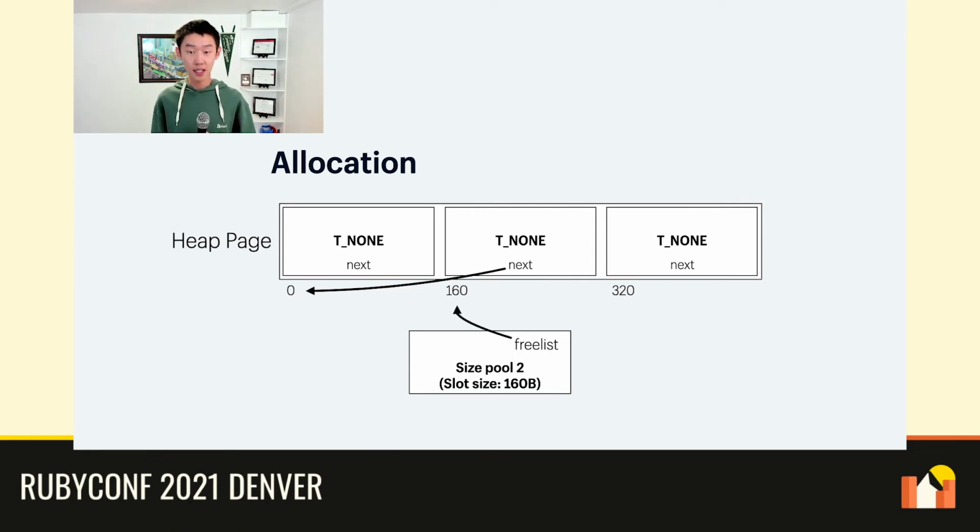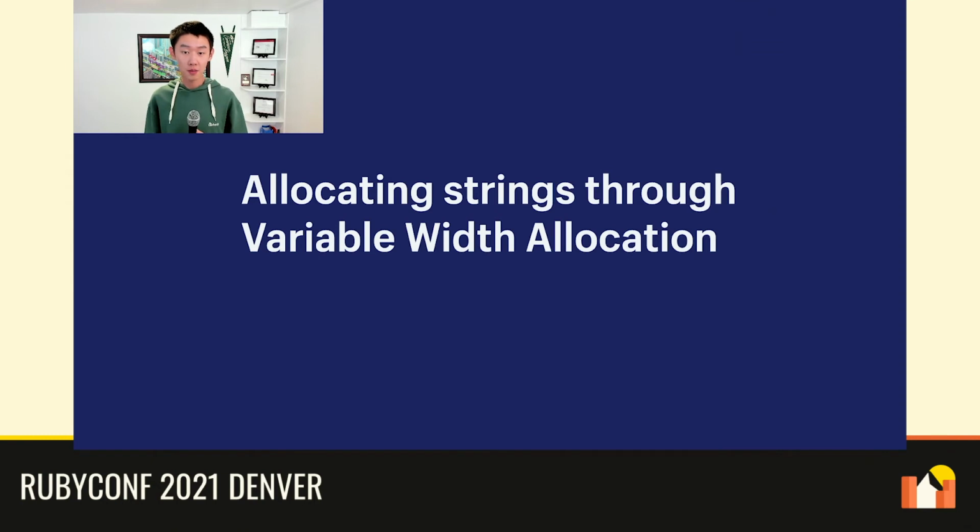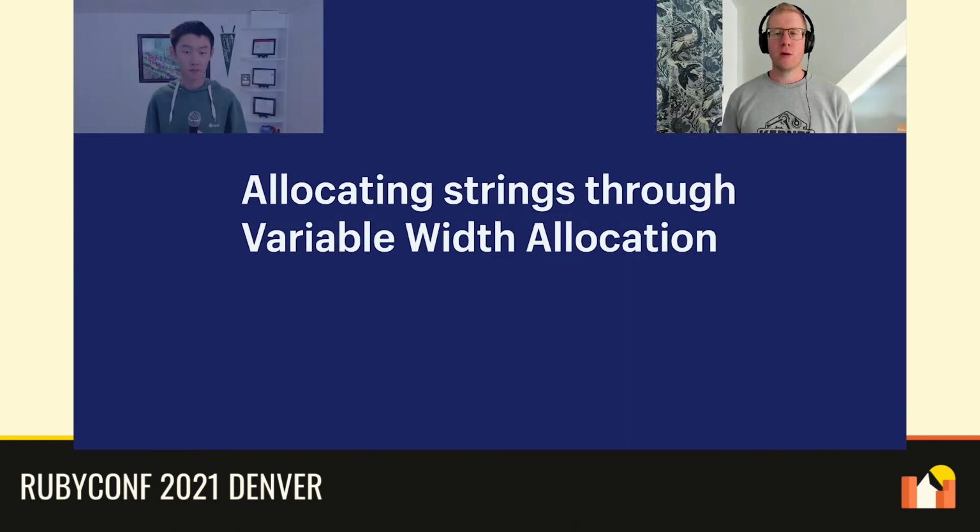Now let's allocate our class object into the free slot. We allocate both the class RValue and the RBClass EXTT struct into the same slot. Of course, we waste about 16 bytes at the end because we only used 144 bytes and the slot is 160 bytes wide. So that's how an object of dynamic size is allocated using variable width allocation.